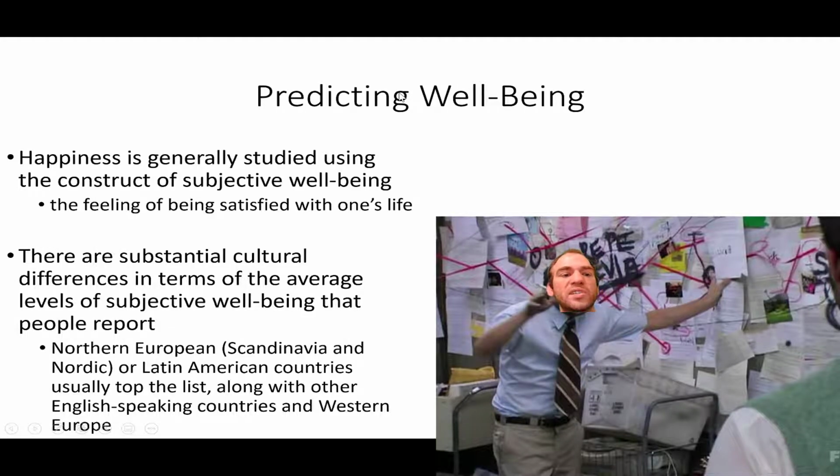Happiness is generally studied using the construct of subjective well-being, which is the feeling of being satisfied with one's life. There are substantial cultural differences in terms of the average levels of subjective well-being that people report. Northern Europeans, such as Scandinavian or Nordic countries, or Latin American countries, typically top the list, along with other English-speaking countries in Western Europe.